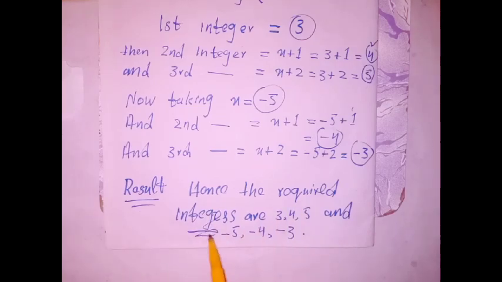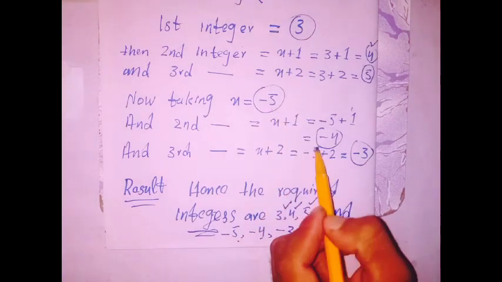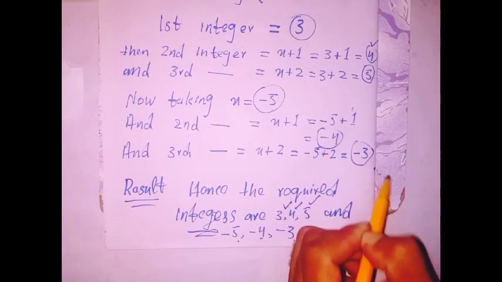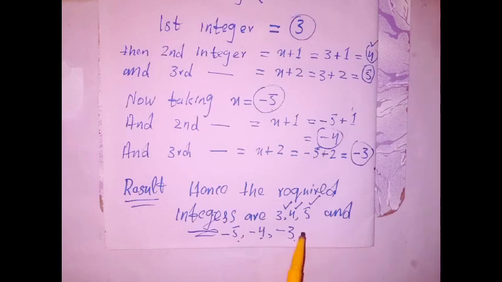Hence the required integers are 3, 4, 5, and minus 5, minus 4, and minus 3. And that's all about today's lecture.